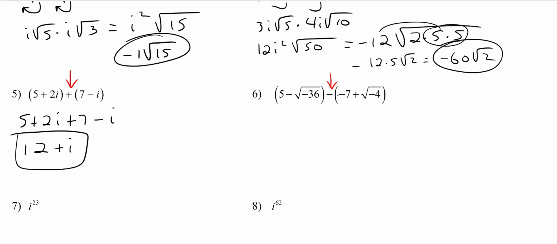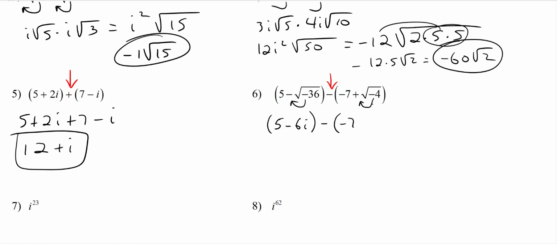This one, before I actually do this, that negative root negative 36, I'm going to pull an i out first, and same thing with this one. So you wind up getting 5 minus, and then take the square root of 36, which is 6. So it's actually 5 minus 6i.